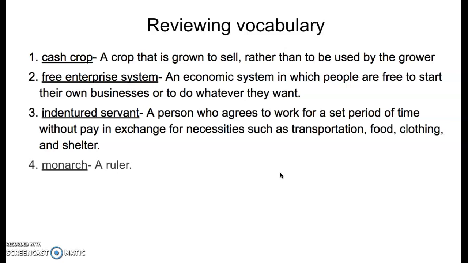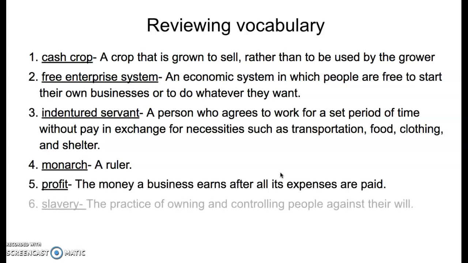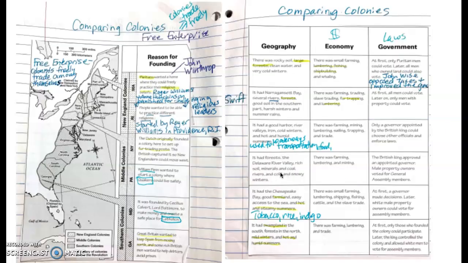A monarch is a ruler, and not a measuring device, by the way, but a type of leader, specifically a king or a queen. Number 5, profit, the money a business earns after all its expenses are paid. And 6, slavery, the practice of owning and controlling people against their will. This will be the labor system that replaces indentured servitude as the cash crop industry or plantation agriculture becomes much more profitable, especially in the southern states.